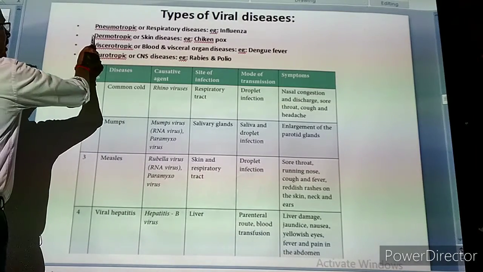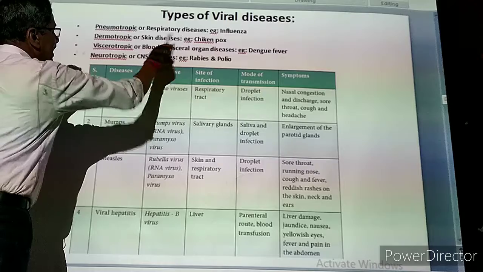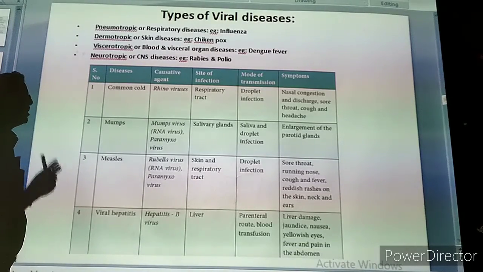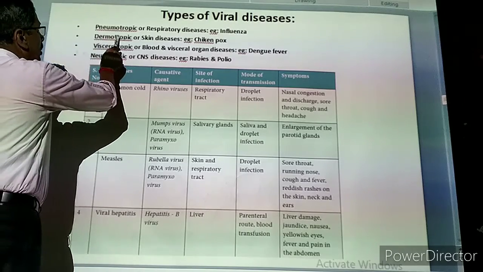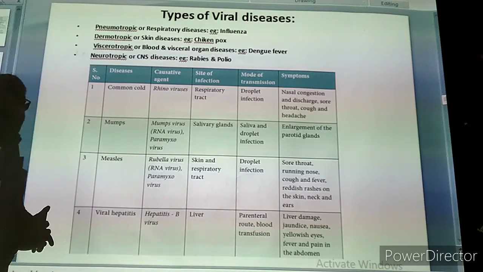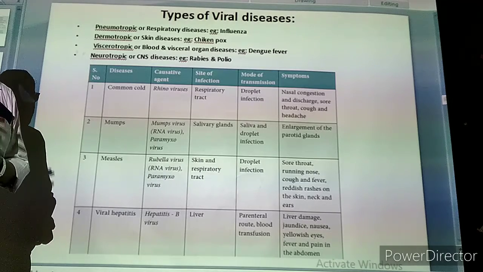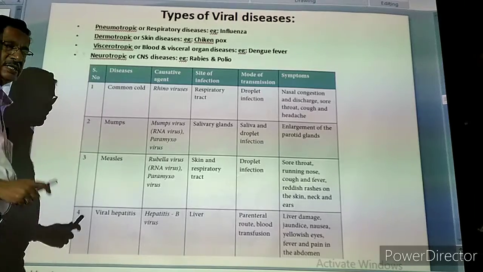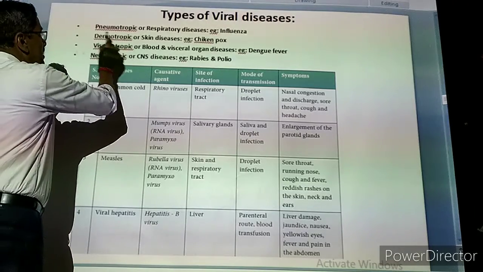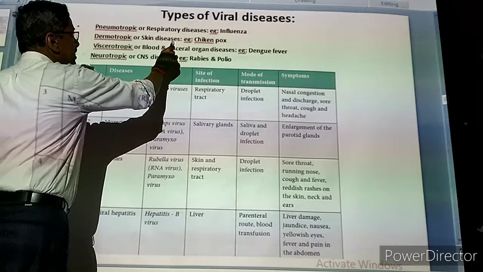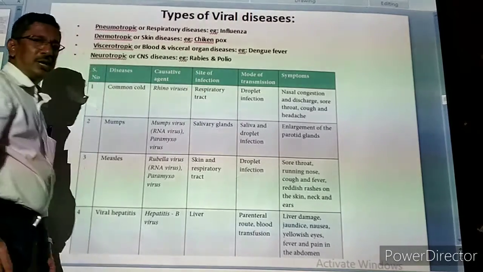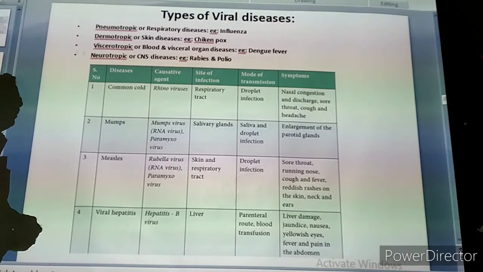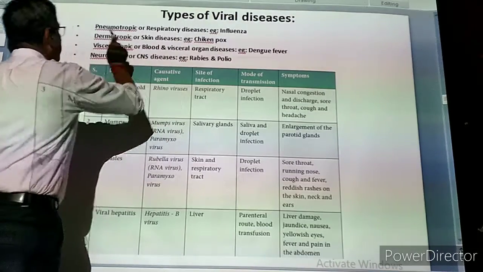The next one is dermatotropic or skin diseases. Now these viruses always attack the skin, causing problems. That is called dermatotropic. Derma means the skin. Sometimes there are doctors, dermatologists, who are specialists, skin specialists. Dermatotropic means attacking the skin. Skin diseases. Example for this, chicken pox. Not only chicken pox, any type of pox, smallpox, chicken pox, everything. Blisters are formed over the skin.